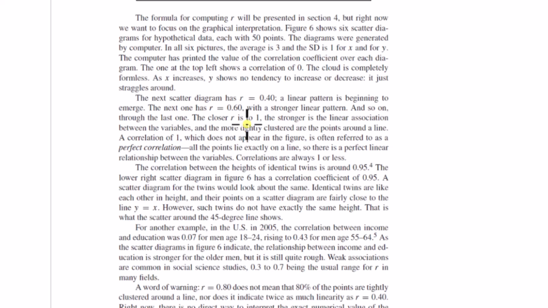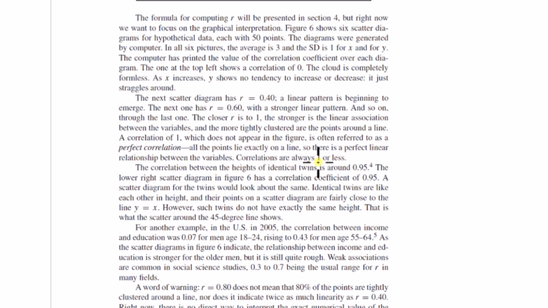The closer r is to 1, the stronger is the linear association between the variables, and the more tightly clustered are the points around a line. A correlation of 1, which does not appear in the figure, is often referred to as a perfect correlation. All the points will lie exactly on a line. Okay, so if you have a correlation coefficient of 1, then every point is on a line. So there's a perfect linear relationship between the variables.